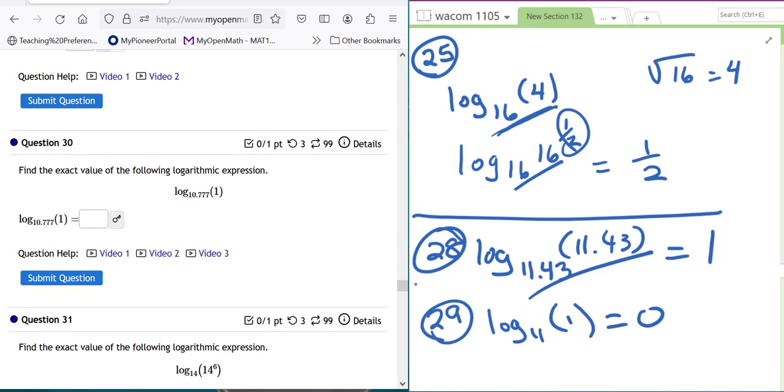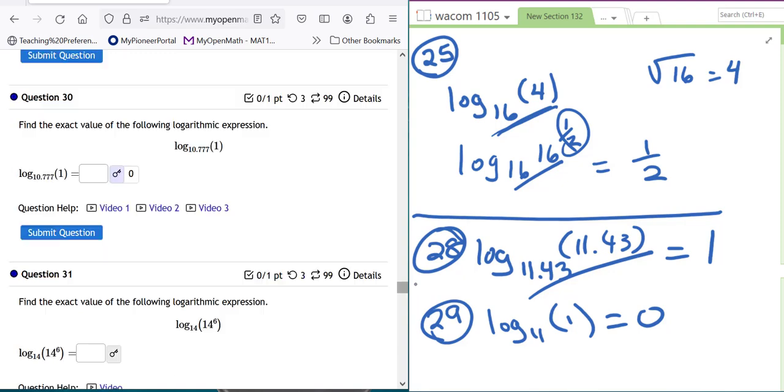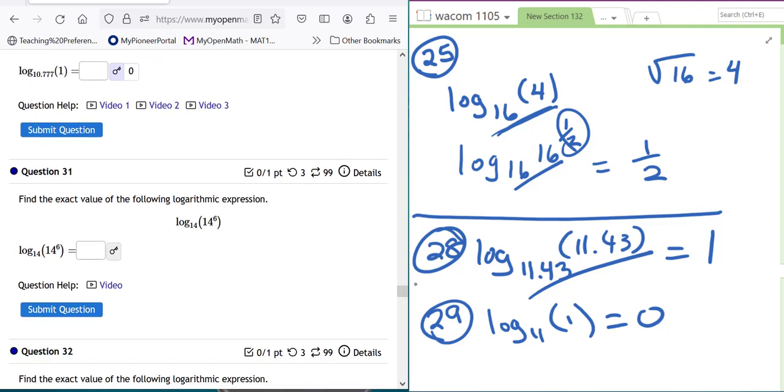All right, here's another one. Doesn't matter what this base is, you're taking the log of 1, the answer is 0. This one, your base is already the same, the answer is 6. All right, so those will be the fast for you.